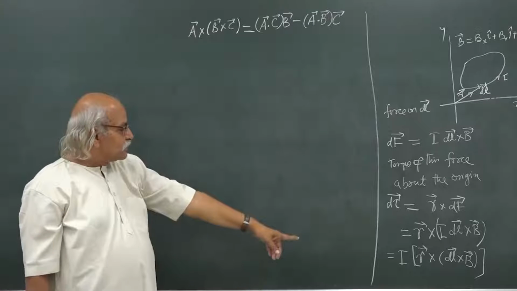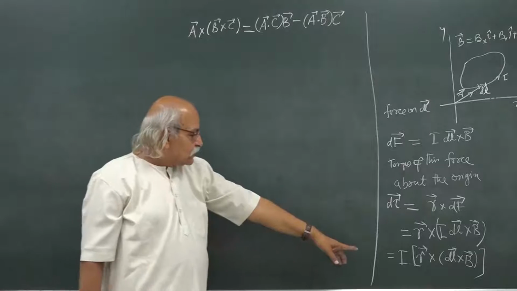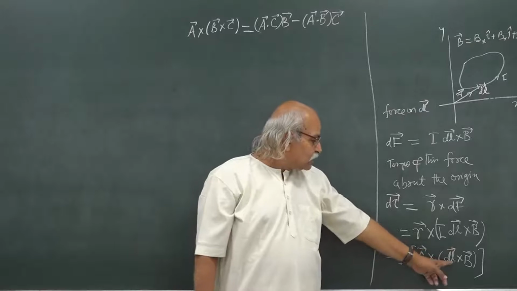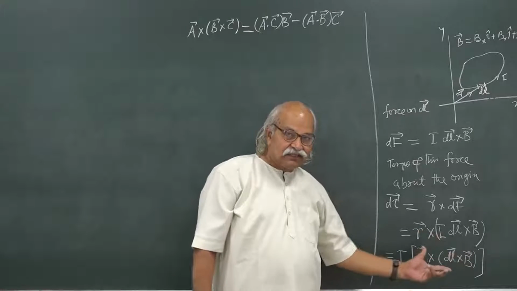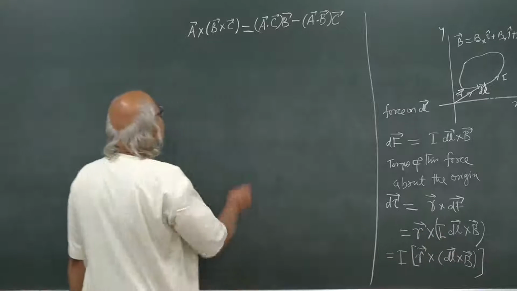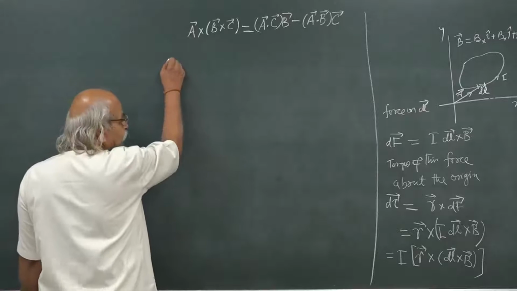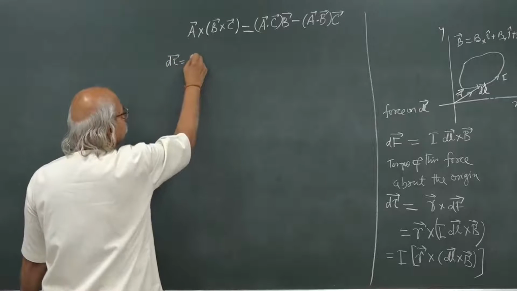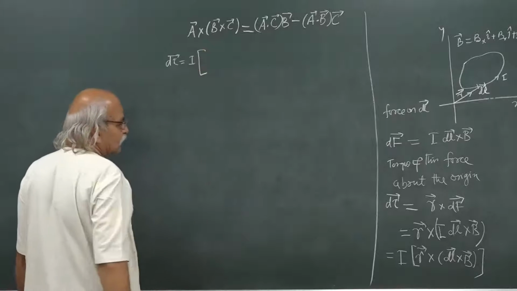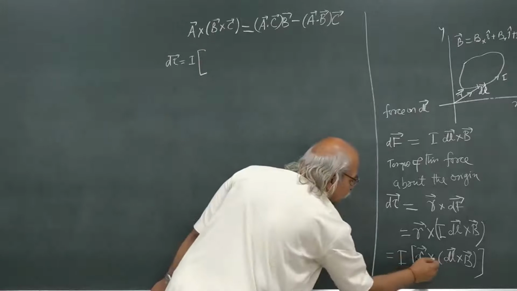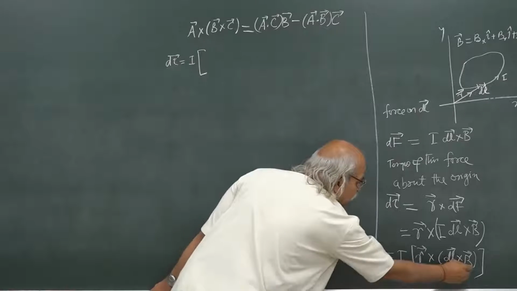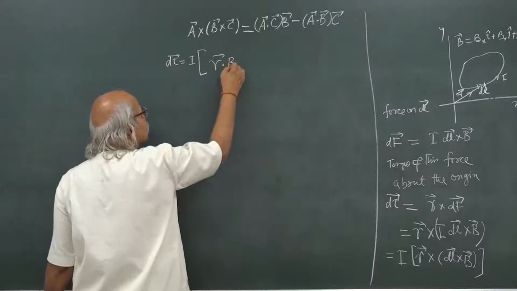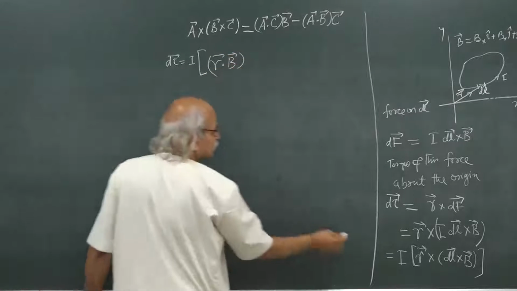Use this thing here. What is this? r vector cross dl vector cross B vector. Use this. So, our torque d tau is equal to I, and then this has to be taken out. So, r vector dot B vector, r vector dot B vector, and what is taken out?